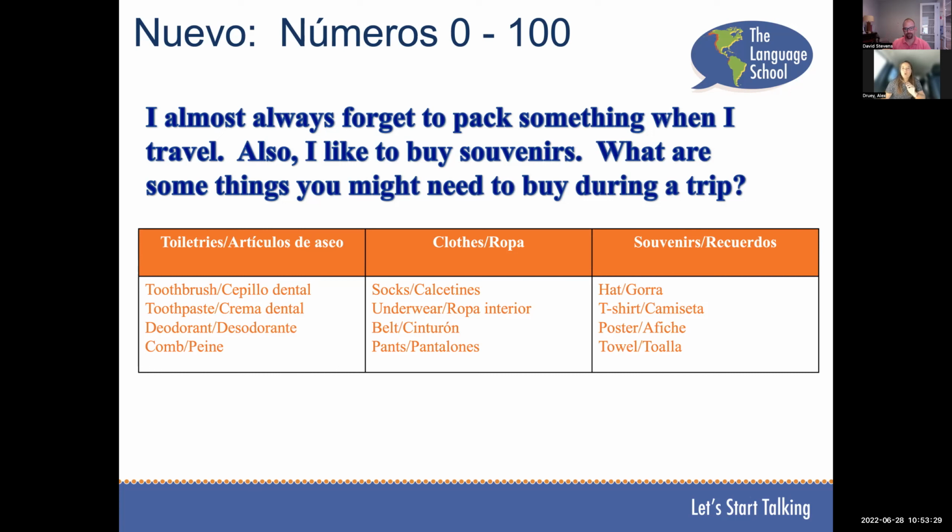Another thing I forget is some type of clothing article, ropa. In here we have things like calcetines. Why is that a rolled R? Because it's the first letter. Oh, okay. Ropa. Calcetines, ropa interior, cinturón, pantalones. Muy bien.